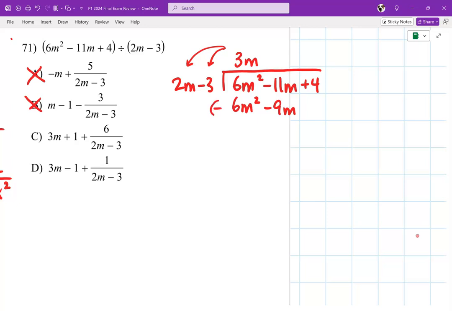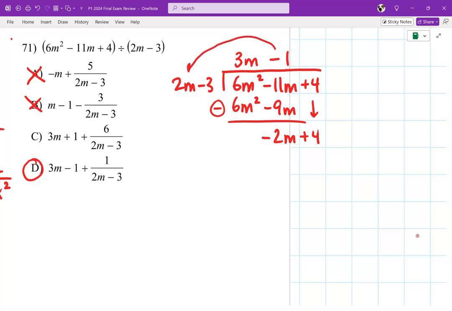So let's go ahead and subtract. 6m minus 6m is 0. Now this next one's tricky: negative 11 minus negative 9. That's a plus 9, so that's going to be negative 2m, and then drop the 4. So to make 2m into negative 2m, I have to multiply by negative 1. So notice I know my answer is D. But let's just keep going.